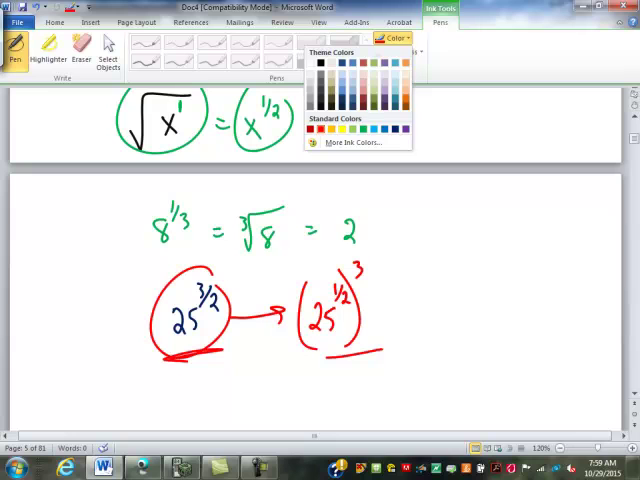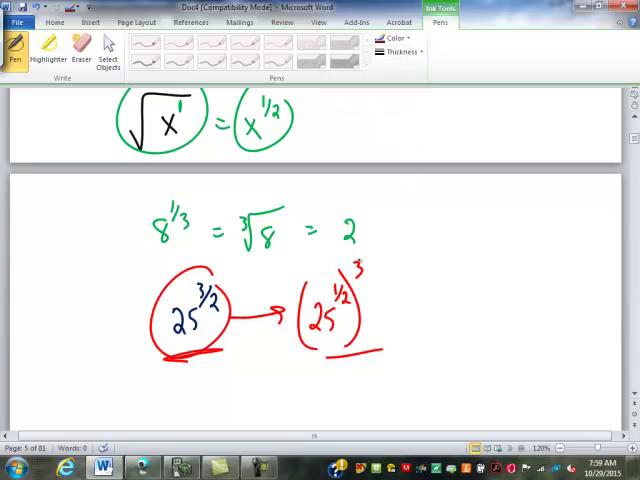Well, when I have a power of a power, what do I do with the powers? Multiply them. What's 1/2 times 3? 3/2. So I can split that power up like that. And so now what is 25 to the power of 1/2? What's the square root of 25? 5. Power of 3, which is going to make 125. You got it.